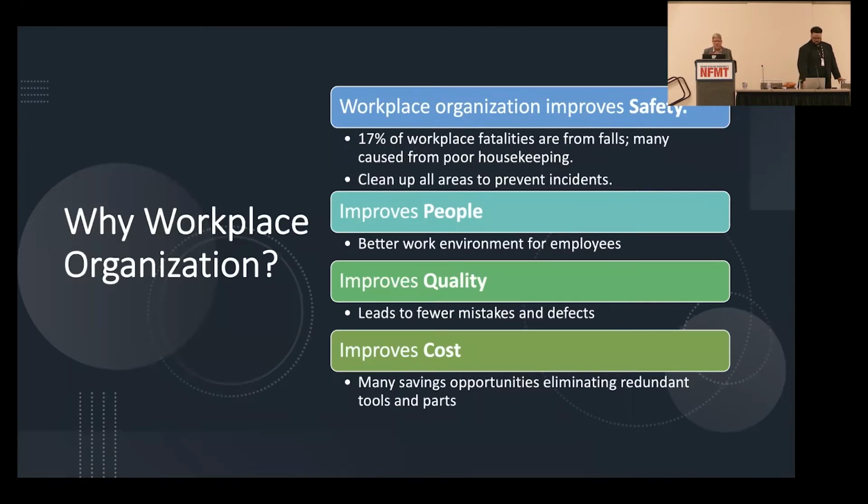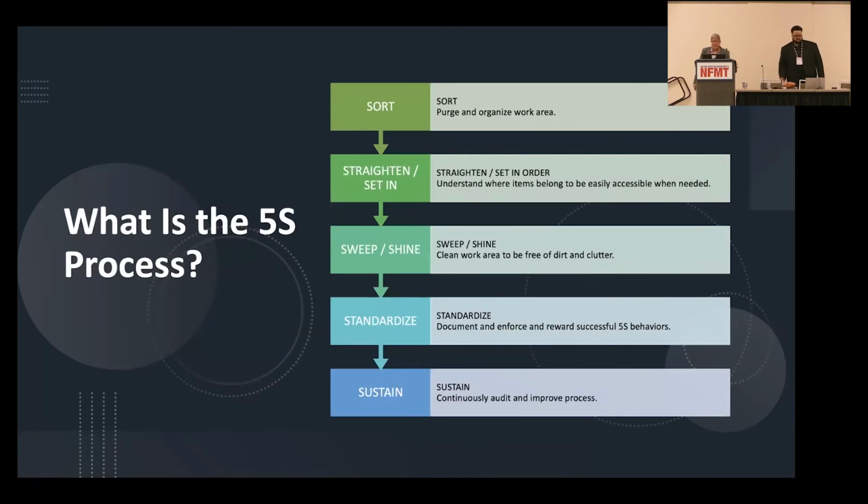So what do you want to do first for the 5S process? You want to sort. So you want to purge and organize the work area. Then you want to straighten, understand where items belong to be easily accessible when needed. And that's really key. Then sweep and shine, clean up your work area so it's free of dirt and clutter. Then standardize and document, and enforce and reward success in 5S behaviors. And then the hardest part is sustaining, continuously auditing, and improving the process.